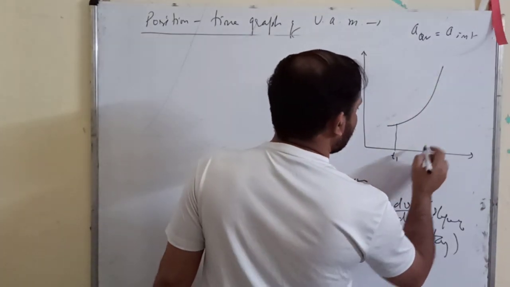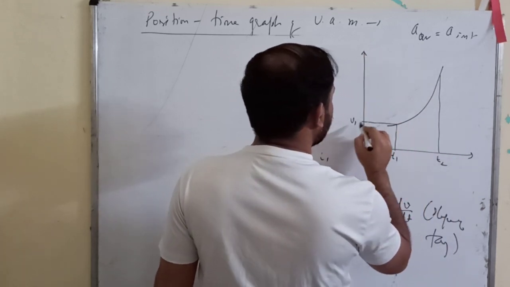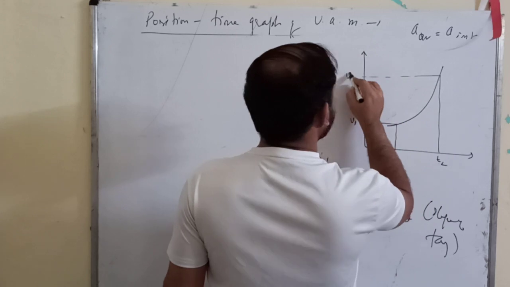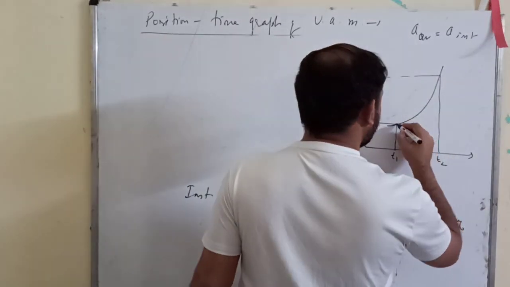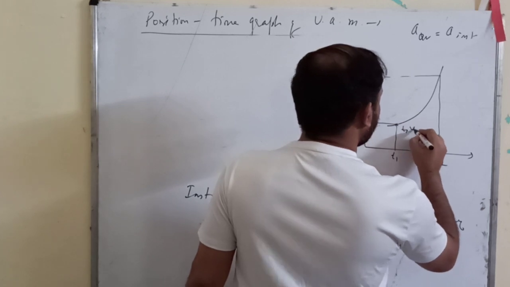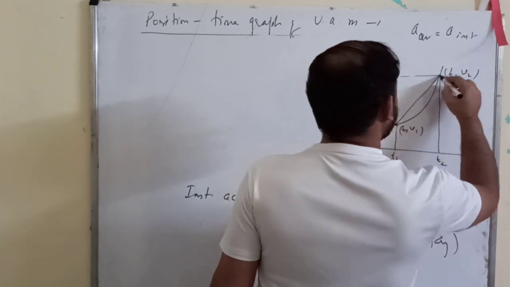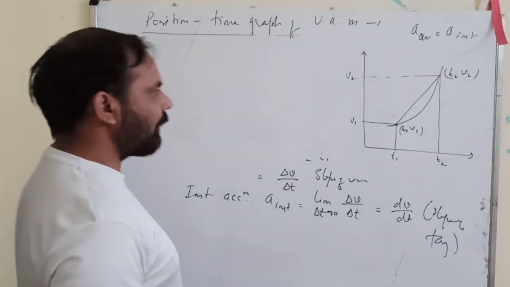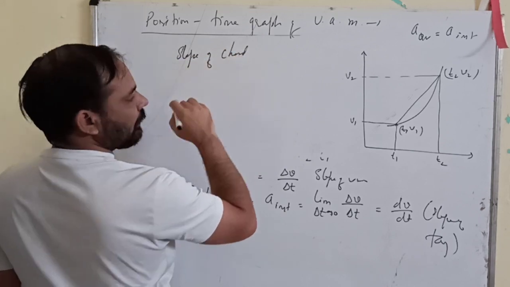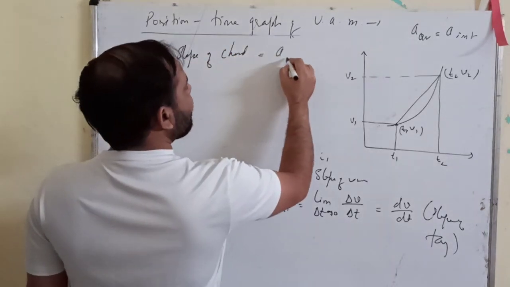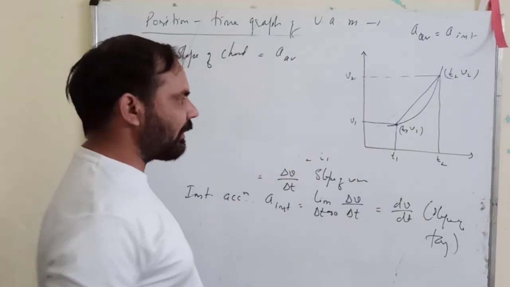Suppose you have t1 and t2, and the velocity here is v1 and the velocity here is v2. So this point is t1, v1 and this is t2, v2. If I join them, I will get the chord. The slope of the chord will be equal to the average acceleration.